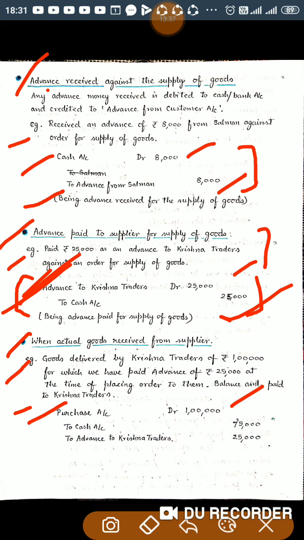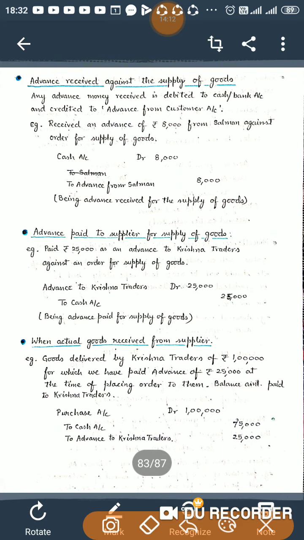Here we have debited, now we will credit to close the advance to Krishna Traders account, and to cash for the balance amount we have paid. Decrease in asset should be credited. Again, advance to Krishna Traders is also an asset. Right now it is decreasing, so it should be credited here. In other words, we are closing the advance to Krishna Traders account, and for closing it we will credit it. So this is the journal entry: purchase account debited to cash and to advance to Krishna Traders 25,000.